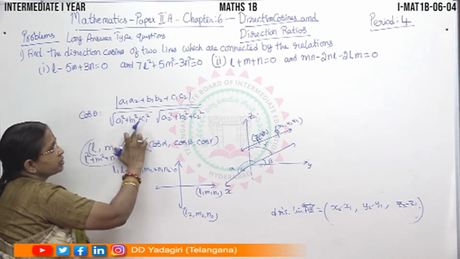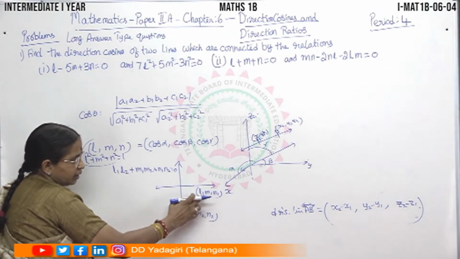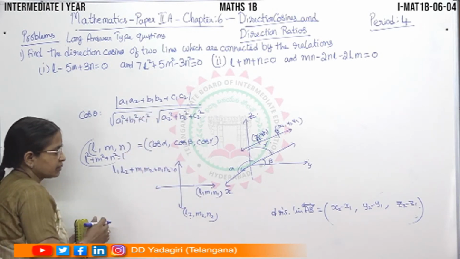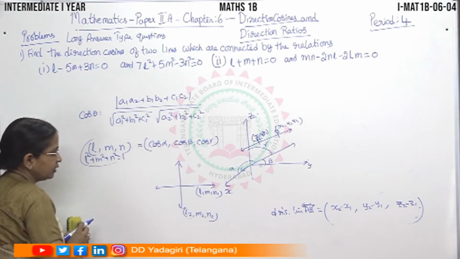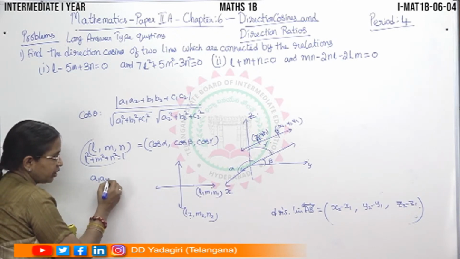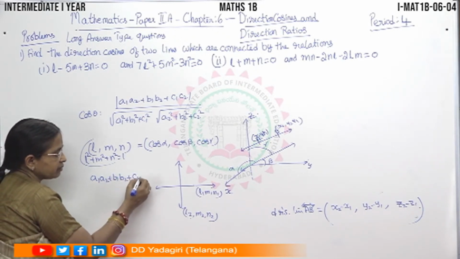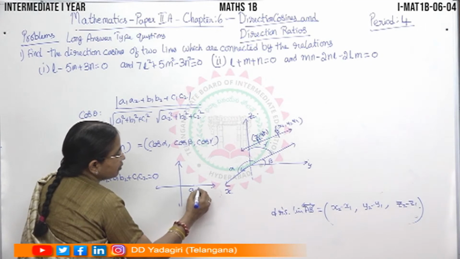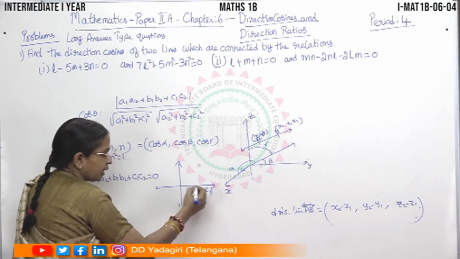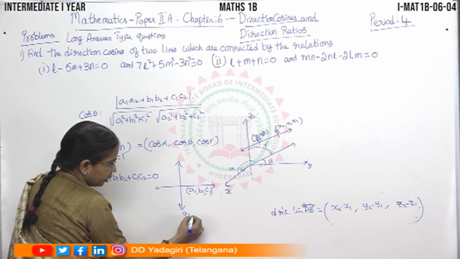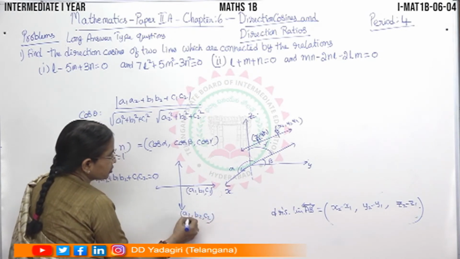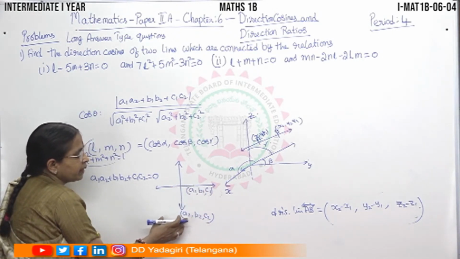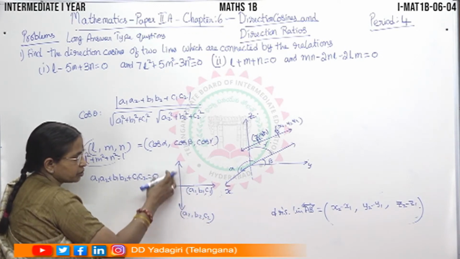Now for direction ratios, it is this, where A1, B1, C1 and A2, B2, C2 are the direction ratios of two lines. Now, if the lines are perpendicular, then they satisfy the condition A1 A2 plus B1 B2 plus C1 C2 is equal to 0, where A1, B1, C1 are the direction ratios of one line and A2, B2, C2 are the direction ratios, not cosines, of the second line.